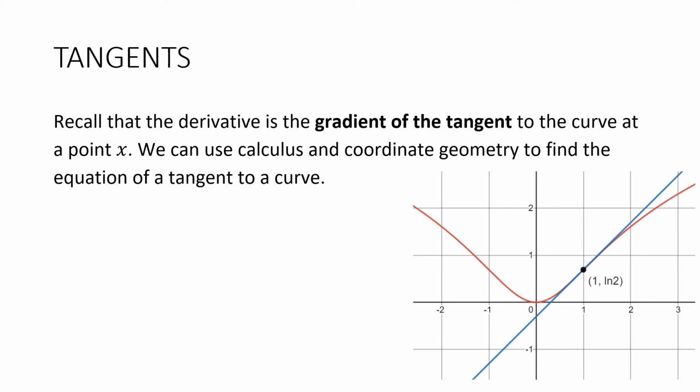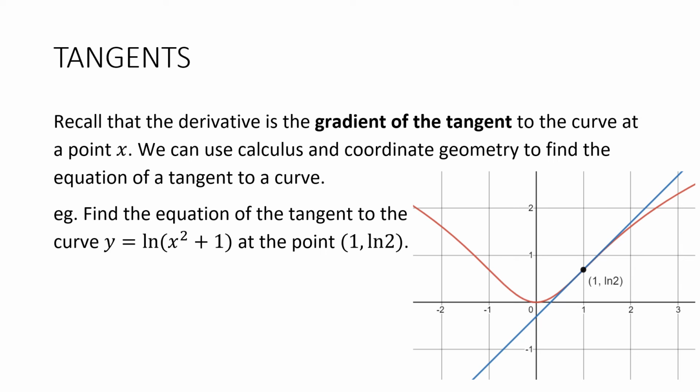So recall that the derivative is the gradient of the tangent to the curve at the point x. We can use calculus and coordinate geometry to find the equation of a tangent to a curve. So here's an example. Find the equation of the tangent to the curve y equals ln of x squared plus 1 at the point 1, ln 2. So we can see here that we have a composite function. So we're going to need to use our chain rule to get the derivative.